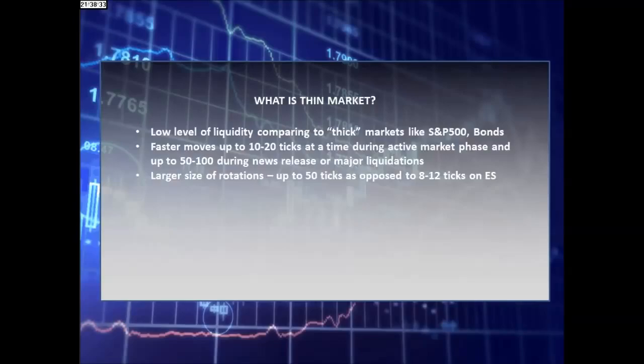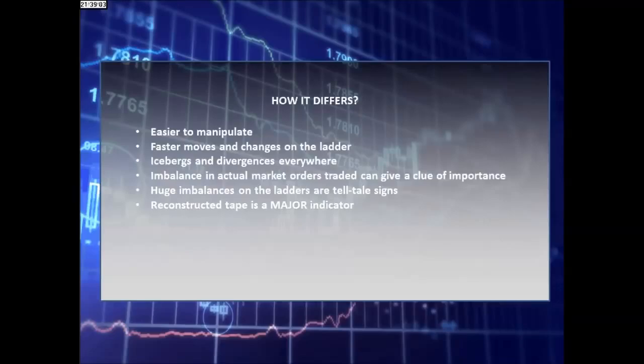And the third characteristic is a larger size of rotation. It's 30 to 50 ticks on crude or on gold, as opposed to 8 to 12 ticks on ES. So it's rotations or legs, whatever you want to call them. It's these zigzag patterns you normally notice on your chart as a characteristic of the market.